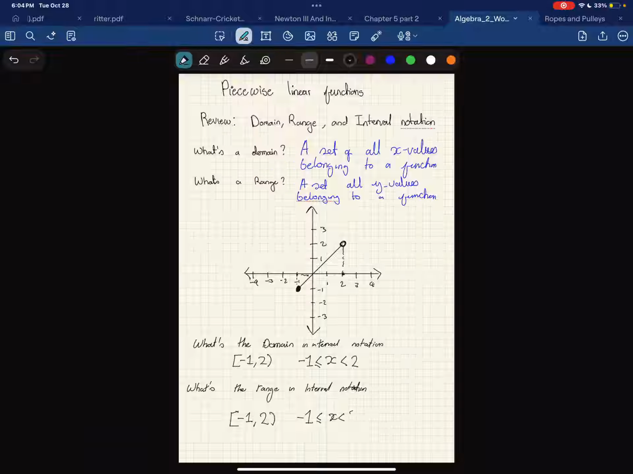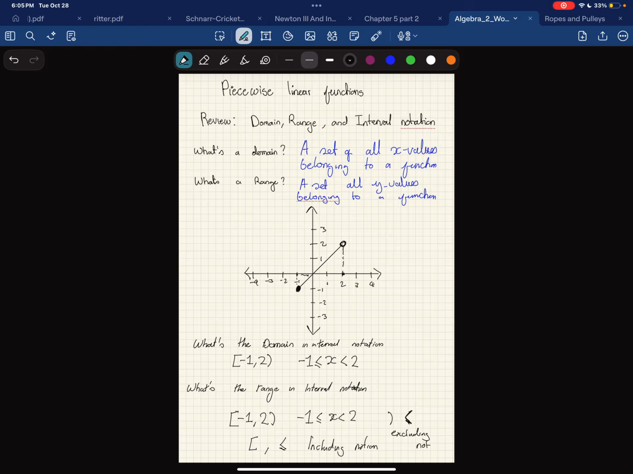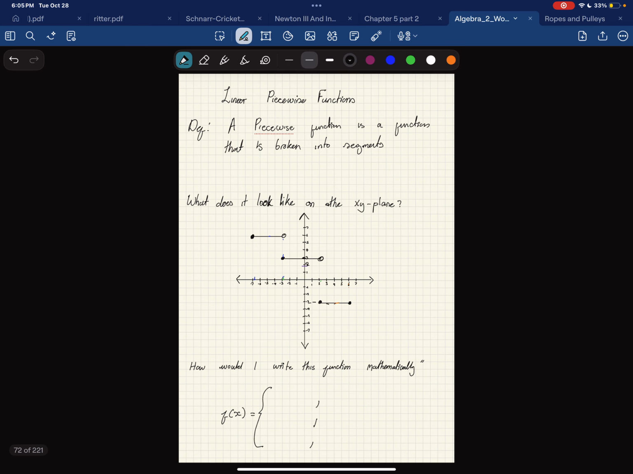So notice some things. If I have a square bracket, it means the same as including, greater than or equal to or less than or equal to. That's including notation. And if I have a parenthesis and just a simple less than or greater than symbol, this is excluding notation. So let's get to it now.